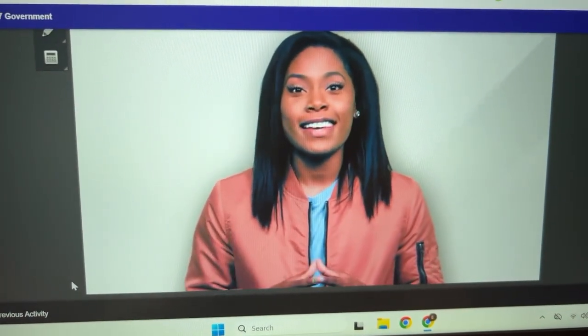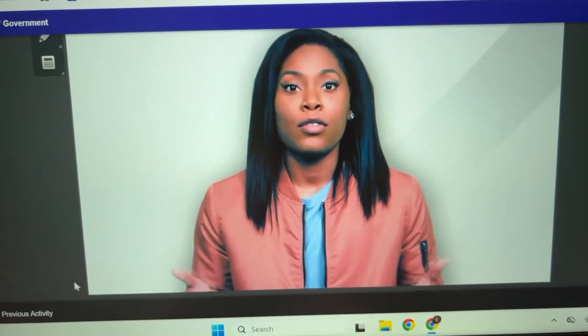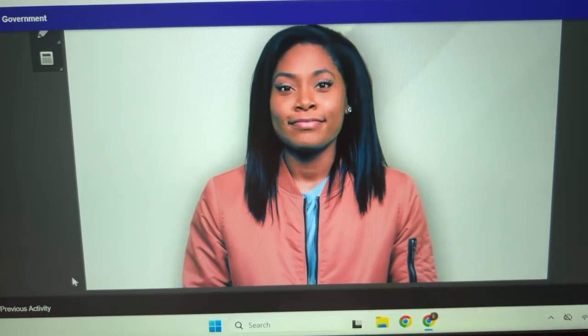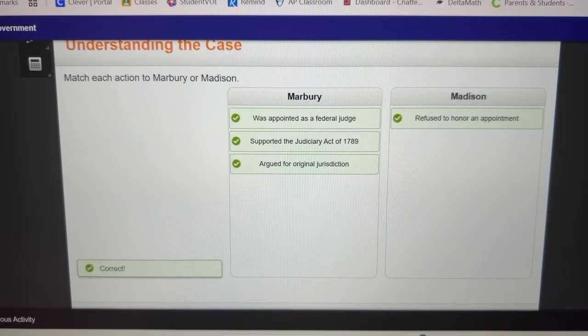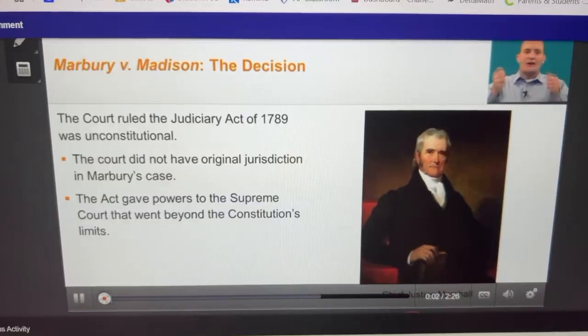Okay, those are the facts of the case. Marbury versus Madison turned out to be really important, and it ended up having a big impact on the role of the Supreme Court in the United States. So, what decision do you think the Supreme Court made? What was the decision? Drumroll, please.